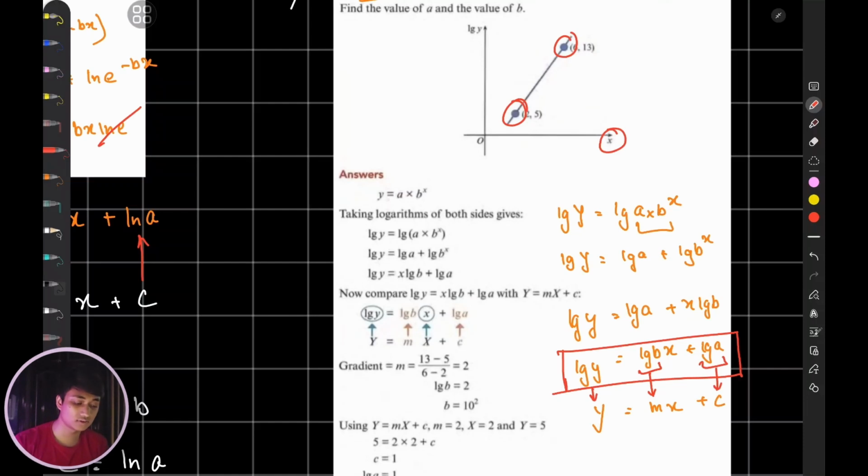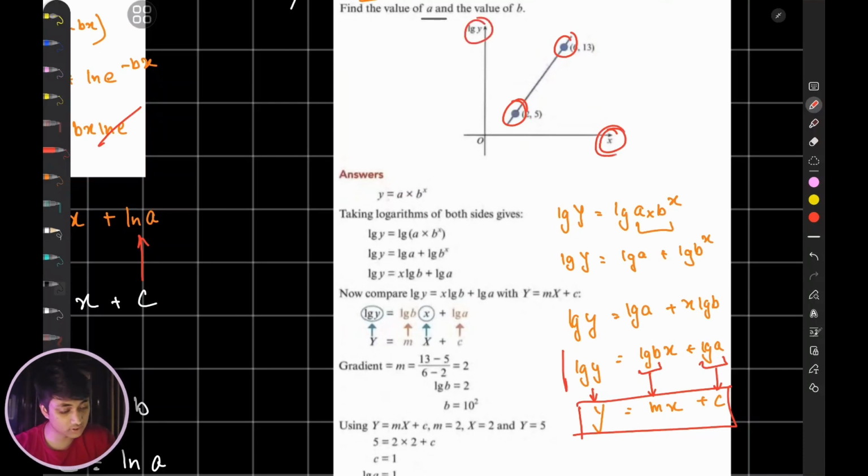The gradient. Because notice, when you relate it with the y equals mx plus c equation, LGB, log of b, is nothing but your gradient of the line. Gradient of which line? The line where LGY is plotted against x. So whatever the gradient of this line is, should be equal to log of b. Should be what? Equal to log of b. Now take your time and soak it in, right? While you do that, I'm going to find the gradient.